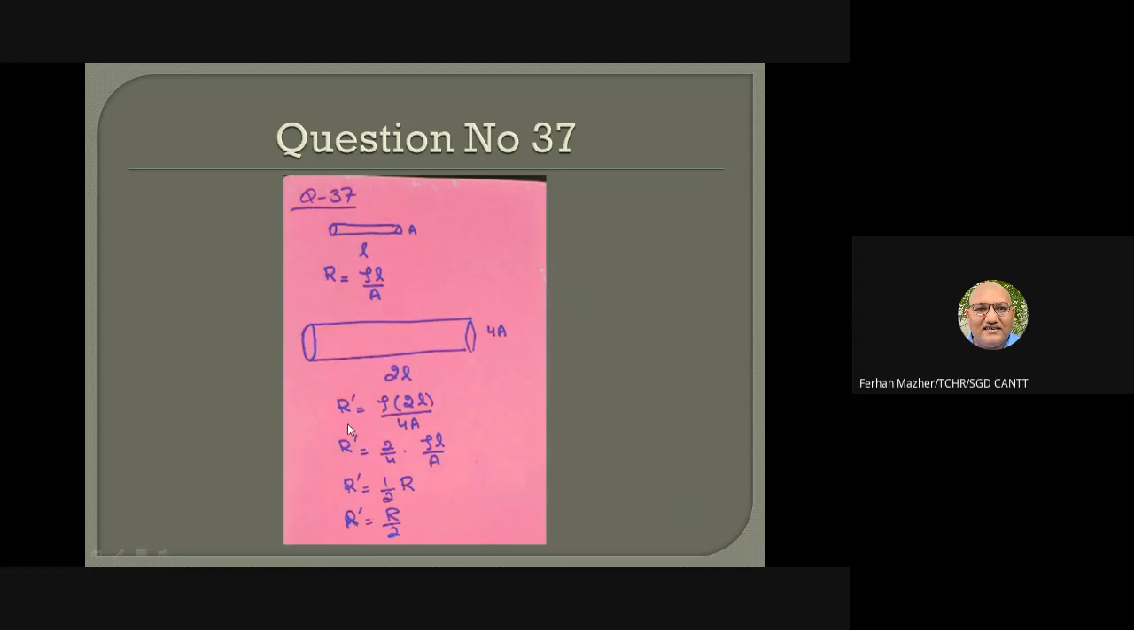So let me find out the resistance. Resistance is equal to rho length divided by area. Length is 2L, area is 4A. So 2 divided by 4, take this to the side, so you will have rho L by A. Rho L by A is the previous resistance, the first resistance. 2 and 4 are cancelled, 1 by 2. So the new resistance will be half the resistance, half the first resistance.